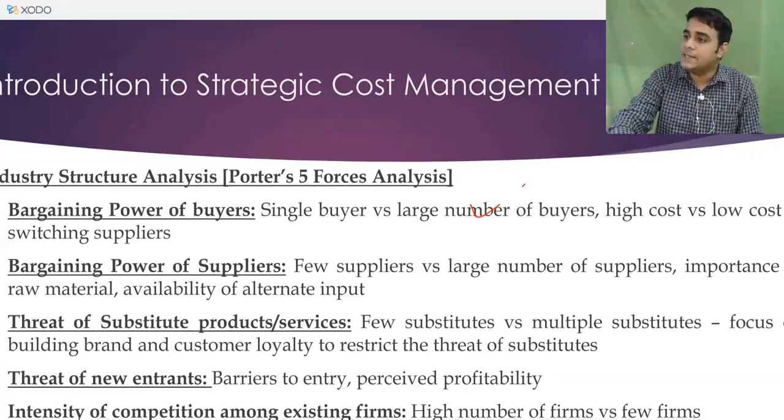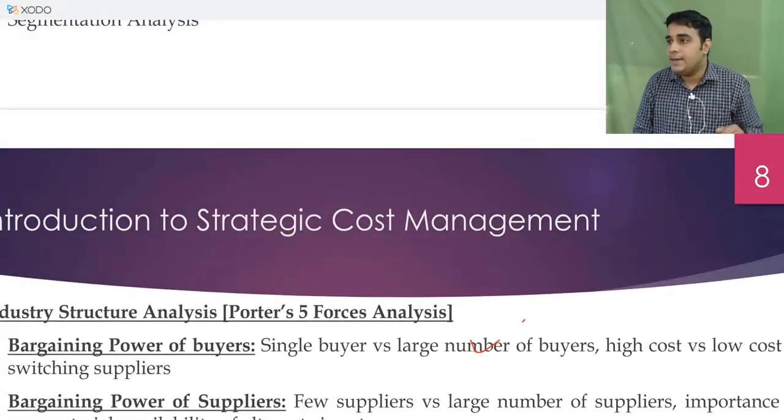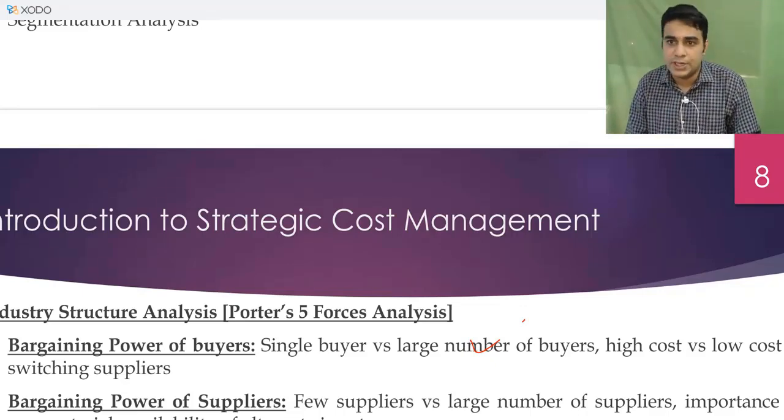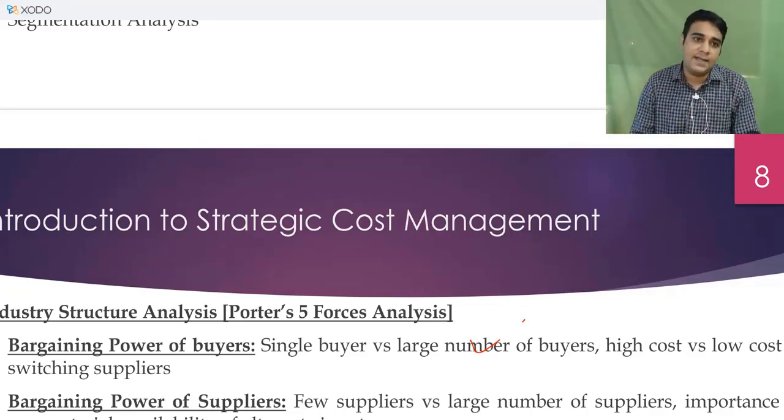Barriers to entry, perceived profitability. Are there any barriers to entry? What matters is, if there are barriers to entry, then I may decide not to enter. I will not be able to enter the industry. There is no decision to be taken. If there are barriers, the barriers can come from men, from material, from machine, from money, and from regulatory restrictions also.